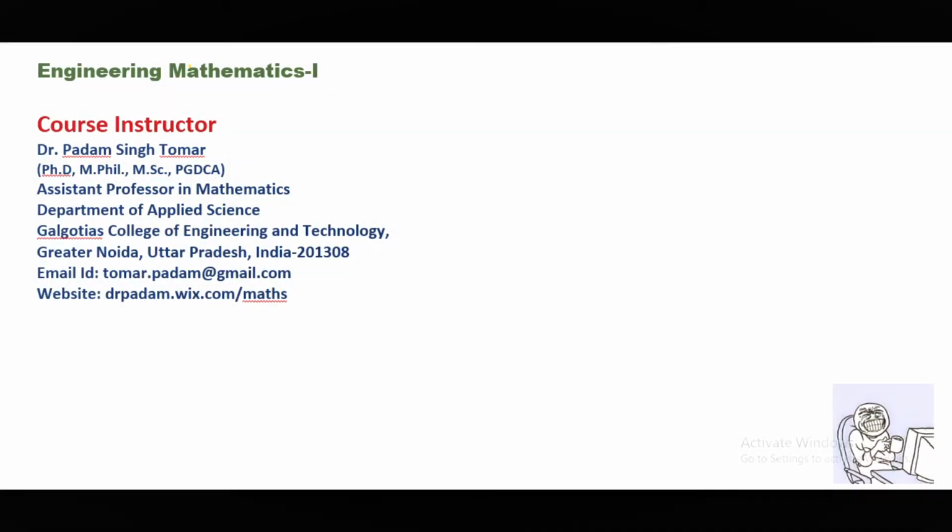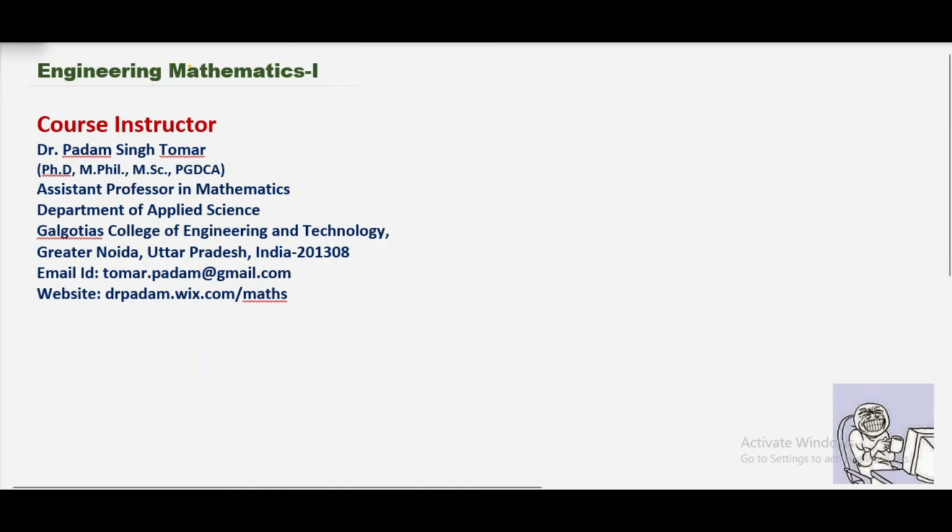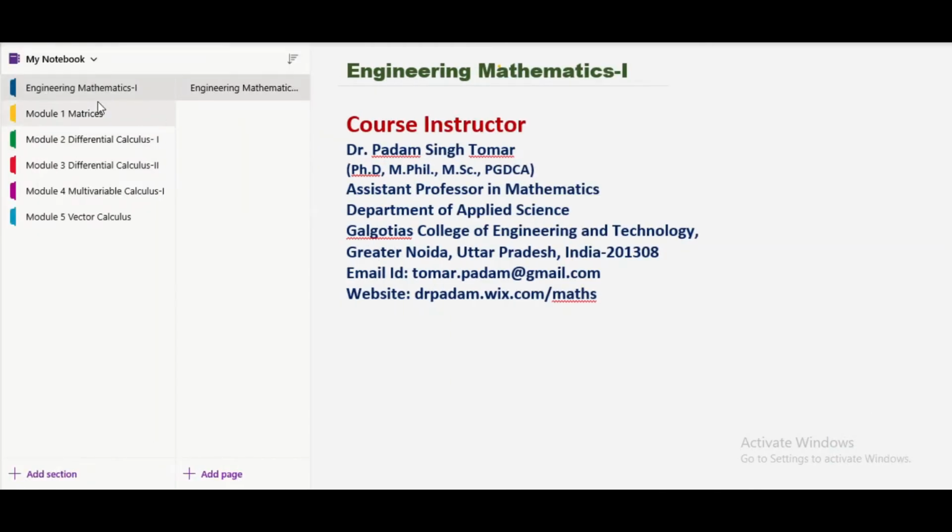We are going to start Engineering Mathematics first course, and the course is divided into 5 modules. We are discussing them one by one, so it will be a series of lectures. So let's start with the first module. There are 5 modules. Module 1 is matrices, module 2 is differential calculus first, module 3 differential calculus second, module 4 is multivariable calculus first, and the fifth module is based on vector calculus.